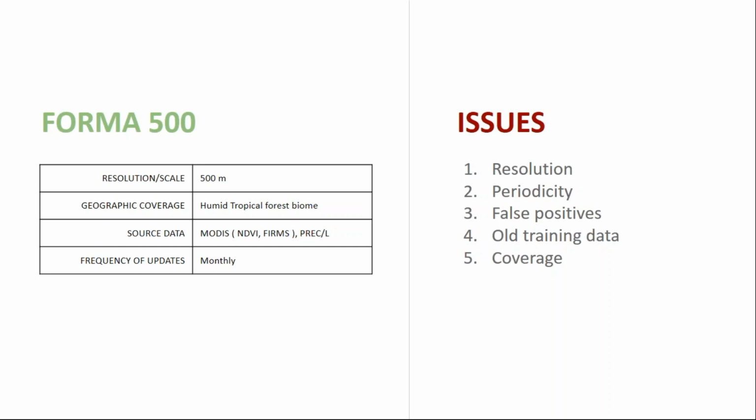The geographic coverage was expanded from the humid tropics to both dry and moist tropics. And the frequency of updates, and this is something we're really excited about, has gone from monthly to daily. And we'll get into how that happens. So how did it happen?